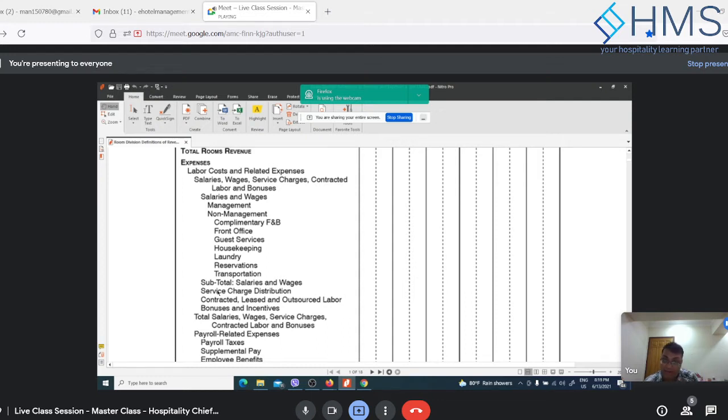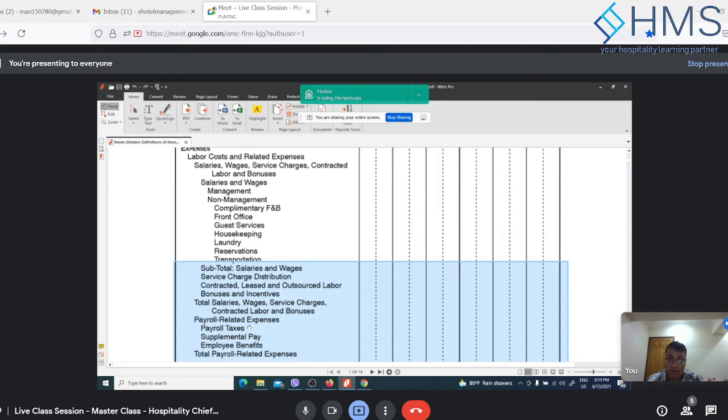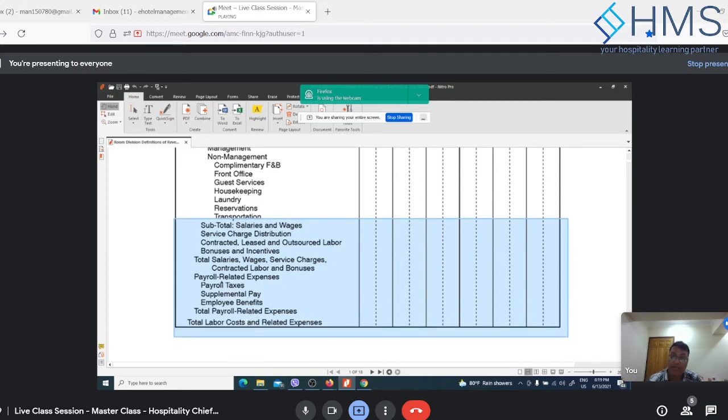So for every line you may need to have either a subledger or maintain the details outside the ledger, in an Excel file somewhere, so that you can get the details of the expenses for future purposes. And then you will have your total salary and wages, so that's the total.